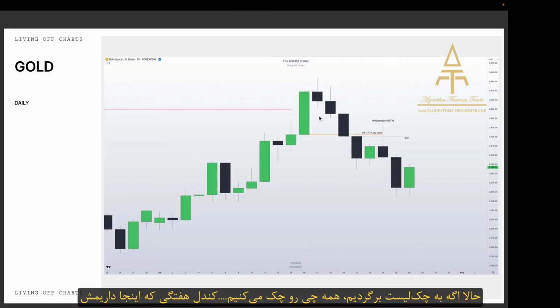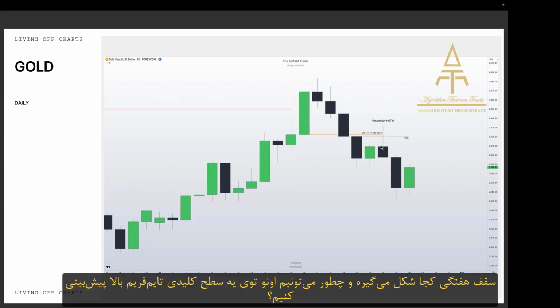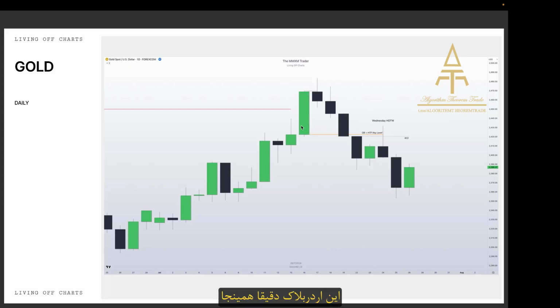Now, if we go back to our checklist, we're going to check everything off. The weekly candle, that right here, this is Monday, Tuesday, Wednesday, Thursday, Friday. So once again, we have a Wednesday high of the week. Where does the high of the week form and where do we anticipate it? In a higher time frame key level, this OB right here, above the weekly open, and with SMT at a key time. The key time in this case being Wednesday, high of the week.